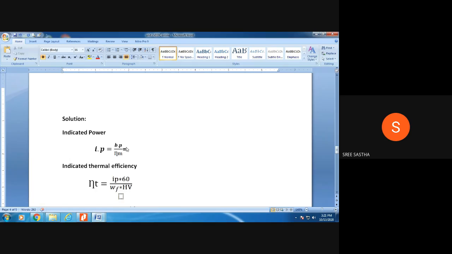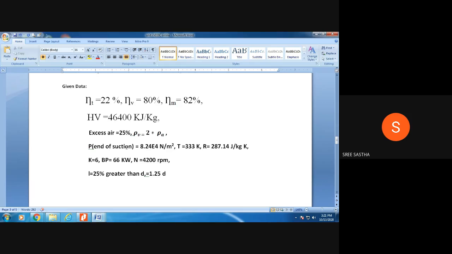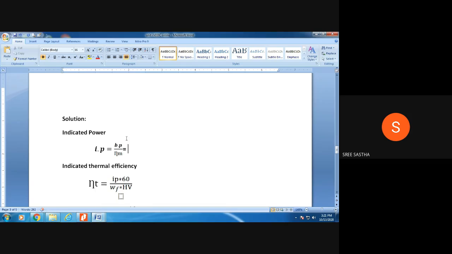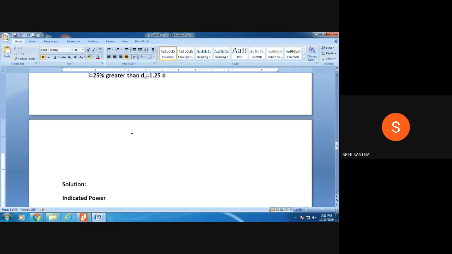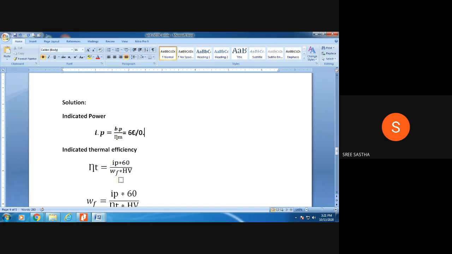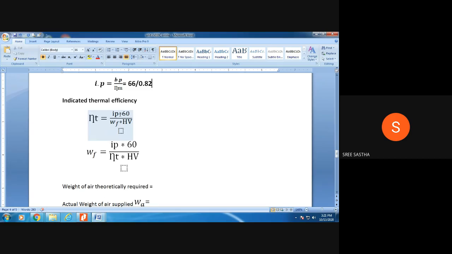Substitute. Brake power is 66 kilowatt. Mechanical efficiency is 82%, but for substituting you have to put 0.82. So try to find the indicated power. Once you have the indicated power, substitute this value here. Indicated power is equal to 80.48. Okay.